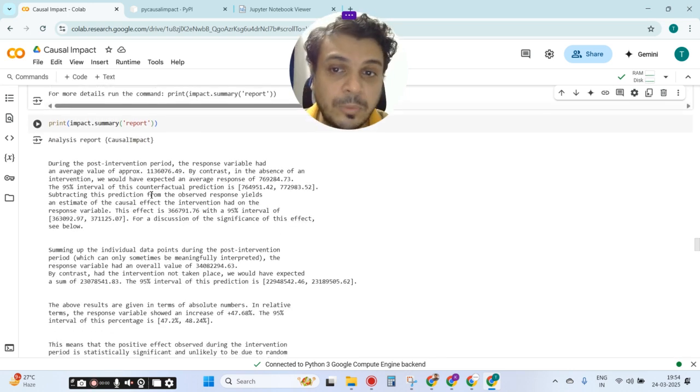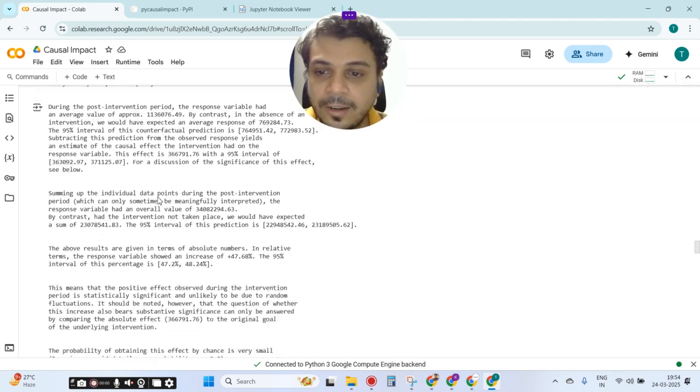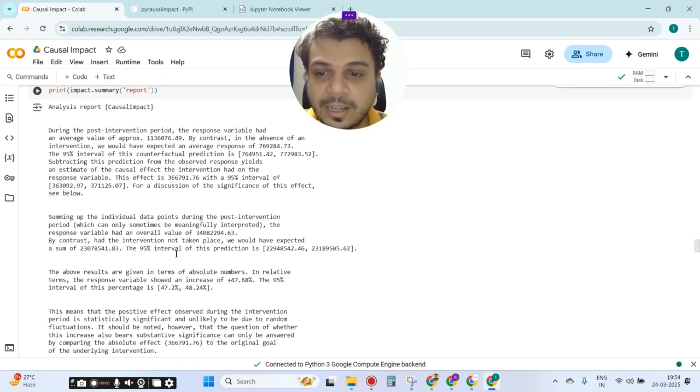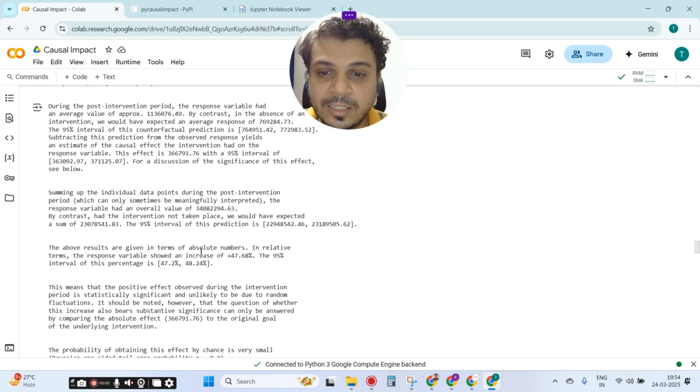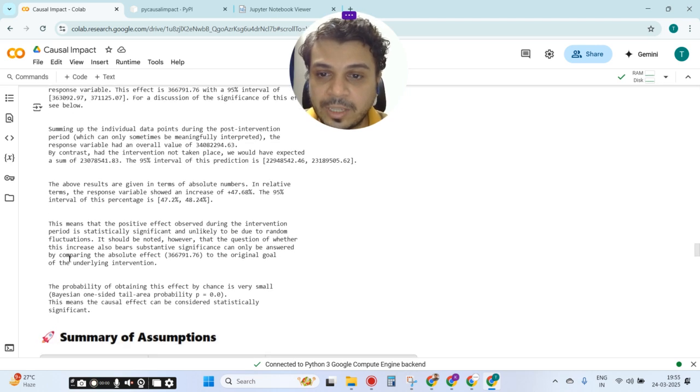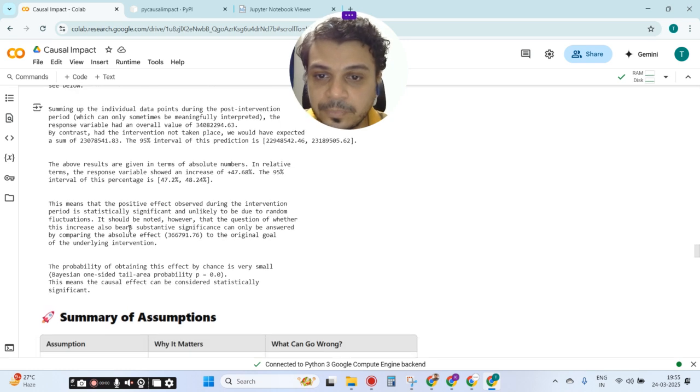And then it does something more. It produces almost an LLM-type nice summary report, right? It sums up the entire thing that has happened. So the above results are given in absolute numbers and relative terms. The response rate will show an increase of 47.68%. And this is the range with a 95% confidence interval.